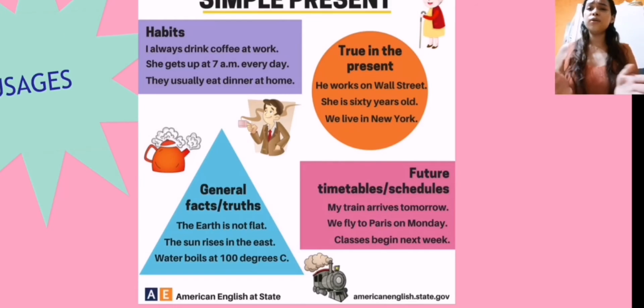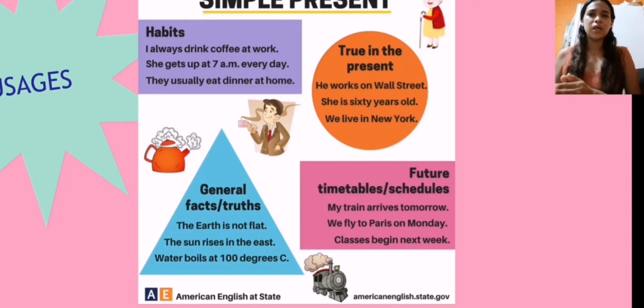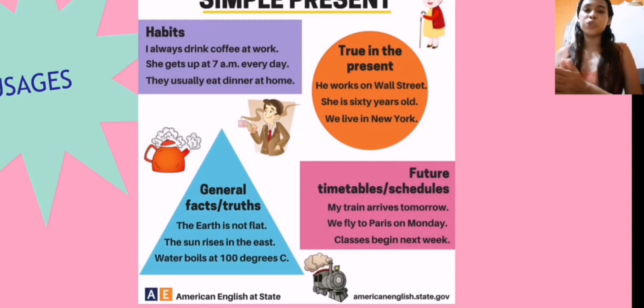We have present simple, the uses that we are starting right now. Habit, for example, I always drink coffee at work is a habit, okay? True in the present, he works on Wall Street. This is true in the present because he works on Wall Street. A general fact or truth, the earth is flat, that is not true, right? The future, time schedules, my train arrives tomorrow. This is something that is established in a schedule or timetable. Okay.